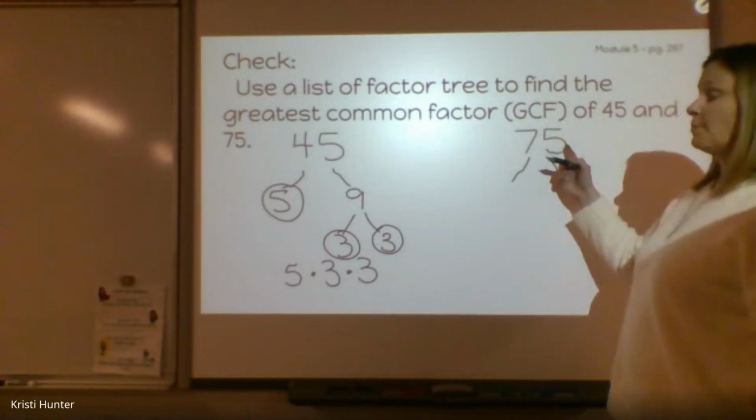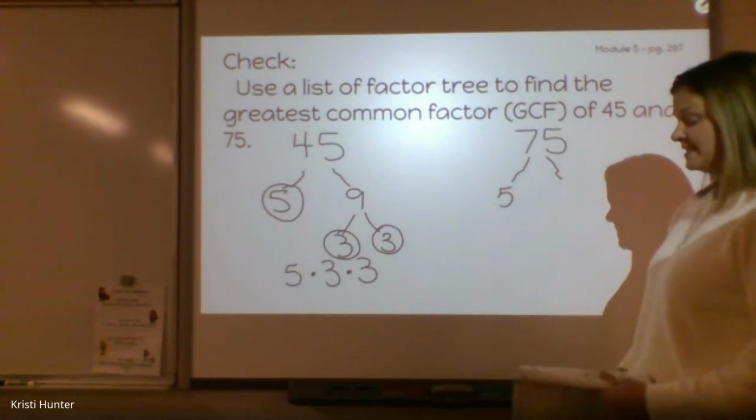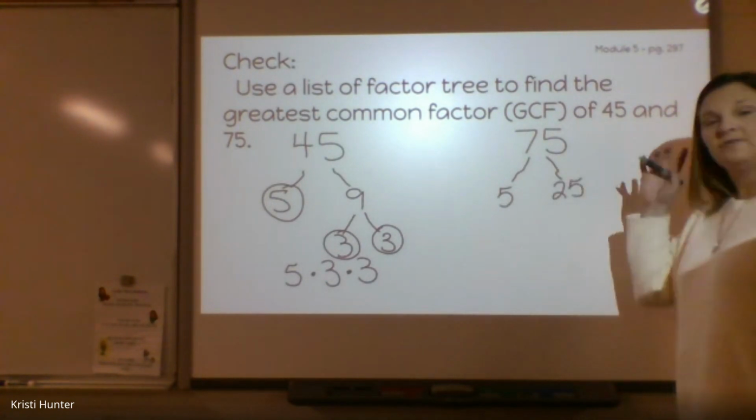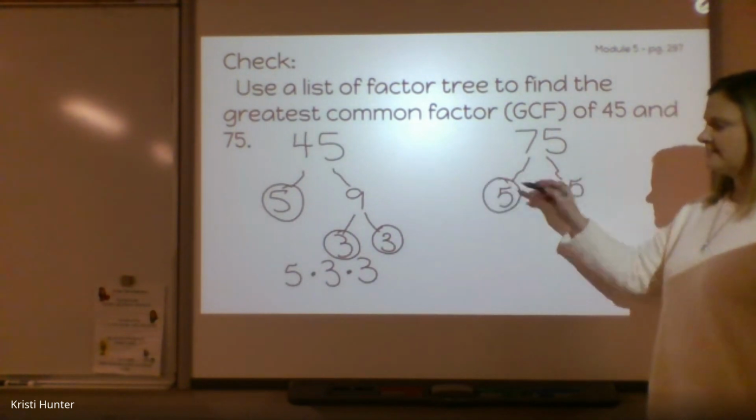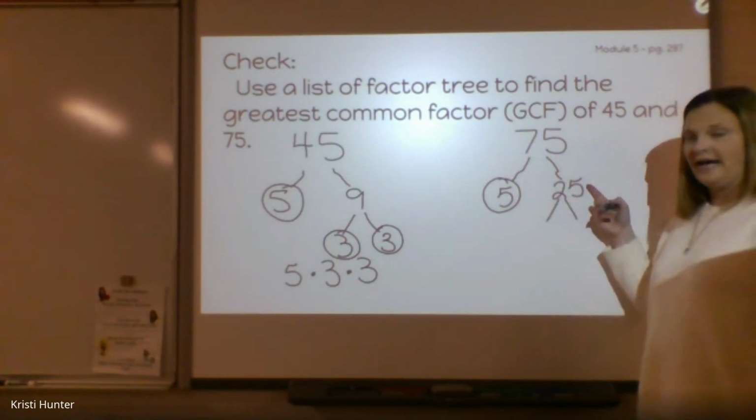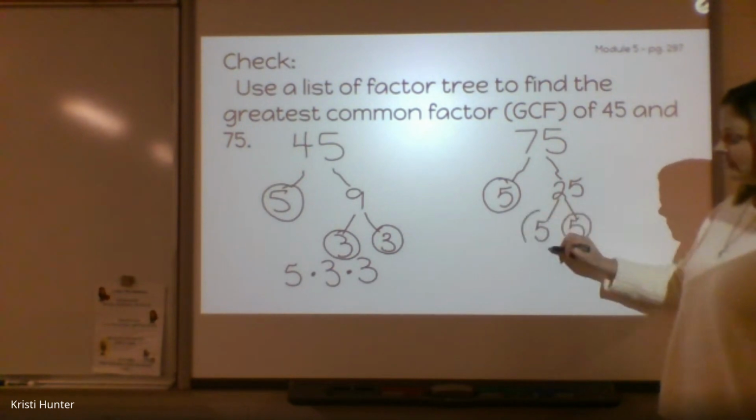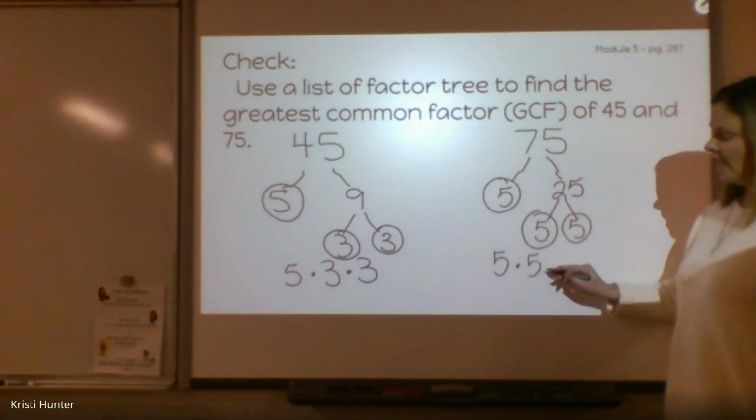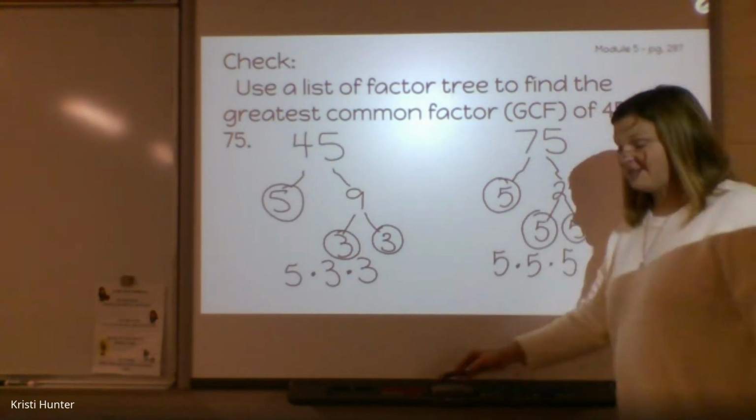So again, you're probably thinking 5 works here as well. So 5 does work here. So 5 times 25, think of your quarters. 5 times 25, and again, 5 is a prime number. So then I've just got to factor this 25. So 5 times 5. So I have a whole list of 5s here. If I take 5 times 5 times 5, that'll get me back to my 75.